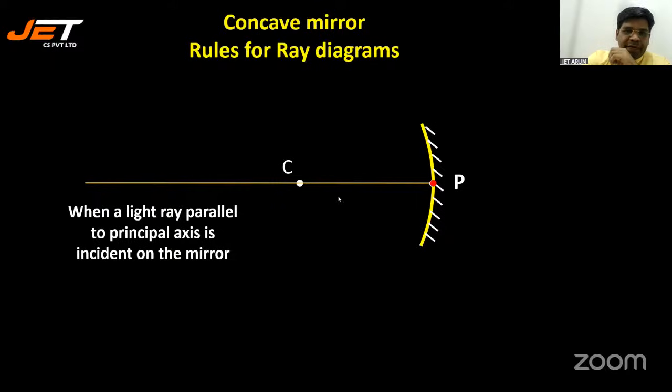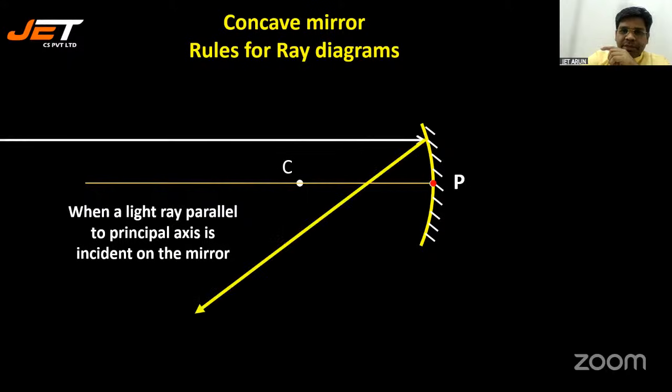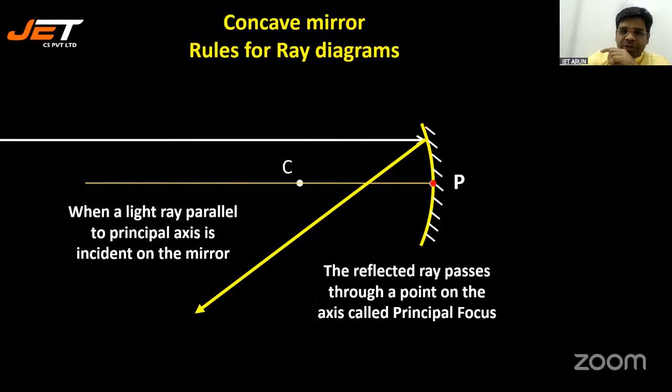So when a ray of light parallel to the principal axis is incident on the mirror, like this, it gets reflected and passes through the point called principal focus. So the reflected ray passes through a point on the axis called the principal focus.